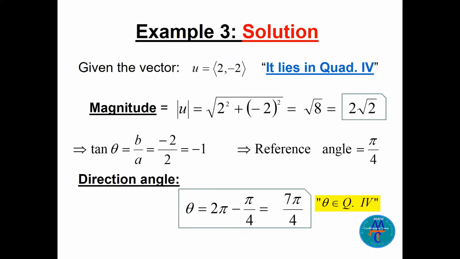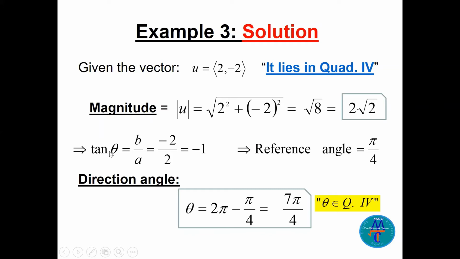The magnitude here of the u is the square root of a squared plus b squared, which is 2 squared plus minus 2 also squared. So that's square root of 8, which is 2 square root of 2, positive number always. That's the magnitude. Now we see the x here is positive and the y is negative, so the vector lies in quadrant 4.